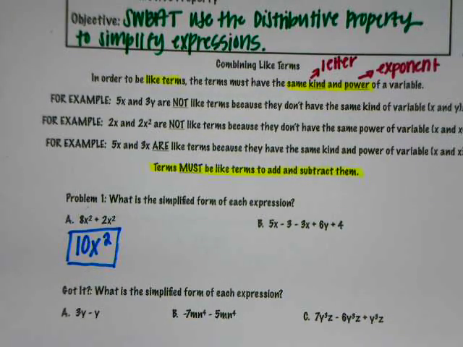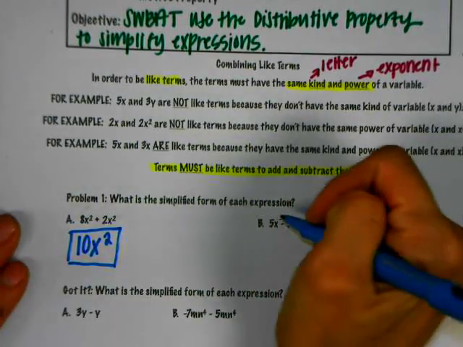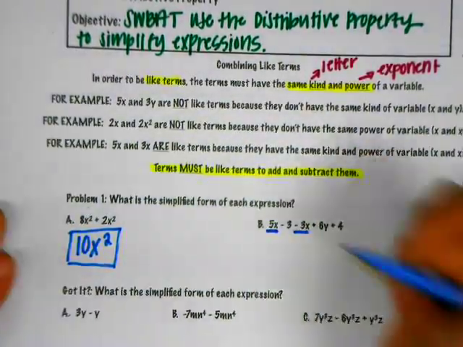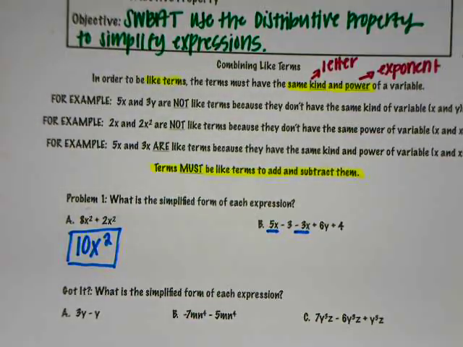And then for B, you need to find the pairs that you can. So the first one's 5x and negative 3x, I can see can be added together. So you would do 5 minus 3 to get 2, so that'd be 2x.